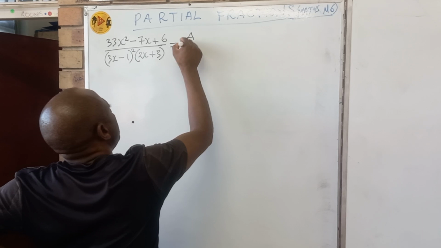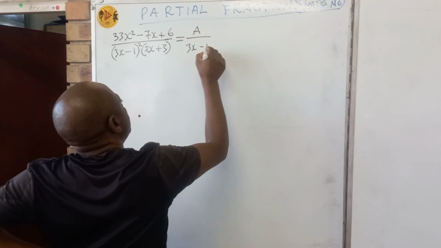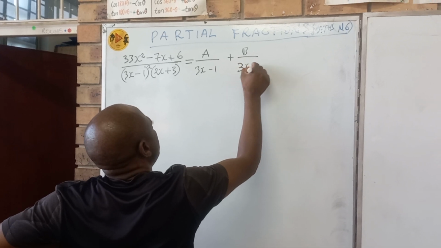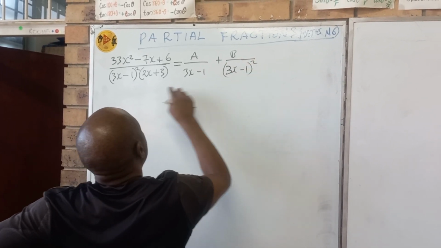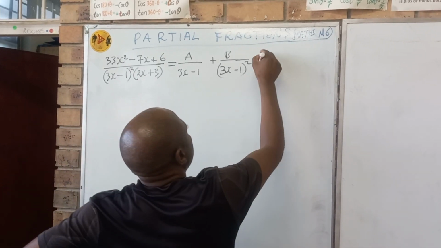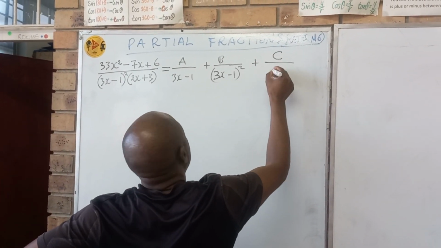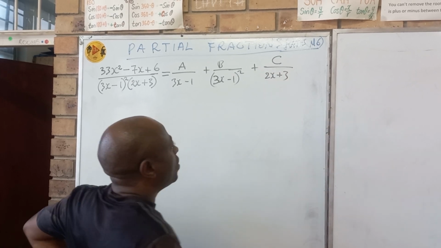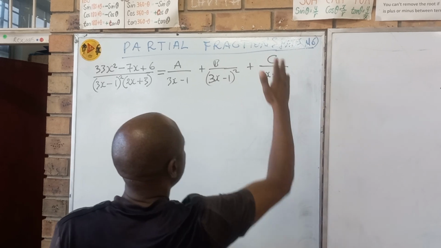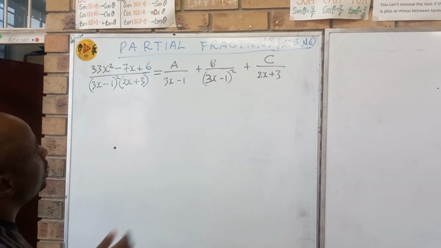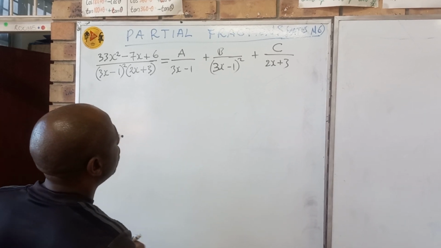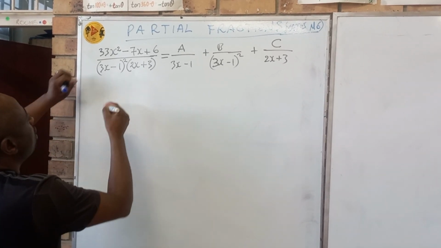So I'll get A on 3x minus 1 plus B on (3x minus 1) all squared, until I exhaust that power, because this is a linear term repeated 2 times. Then finally I can take a C on 2x plus 3, because that's another linear factor. If you're using your formula sheet, you might be taking a D on 2x plus 3, but A, B, and C, and A, B, and D are more or less the same thing. But then you must calculate the constants. So then we start our procedure.